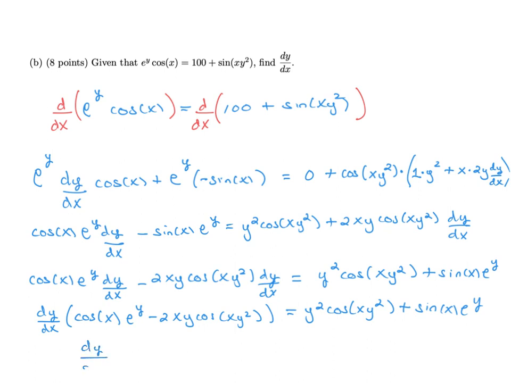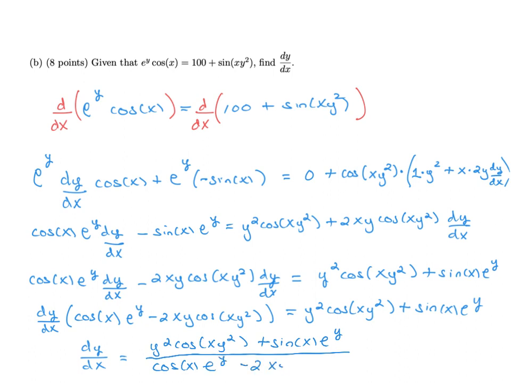So what does dy/dx equal? It equals this divided by this. That is y squared cosine xy squared plus sine x e to the y, all divided by cosine x e to the y minus 2xy cosine xy squared. So this gigantic final answer is it.